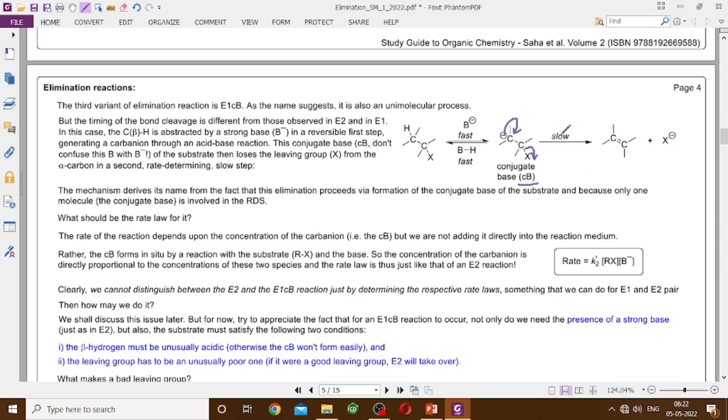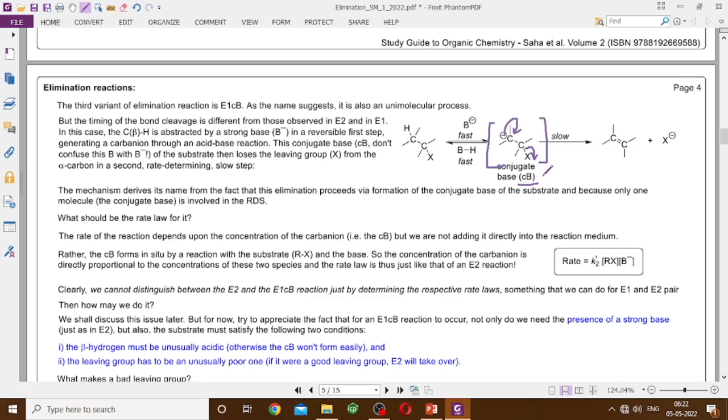তো আগে আমাকে স্লো স্টেপটা দেখতে হবে। তো স্লো স্টেপটা হচ্ছে এটা রেট ডিটারমিনিং স্টেপ। Unimolecular to bottom because only one molecule is involved, that is the conjugate base. So the nomenclature is okay, E1CB. But what about rate law? So concentration of the conjugate base, that determines the rate of the reaction. So rate of the reaction is some rate constant multiplied by concentration of the conjugate base.